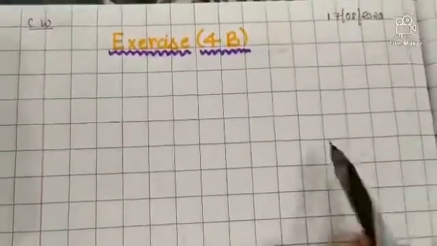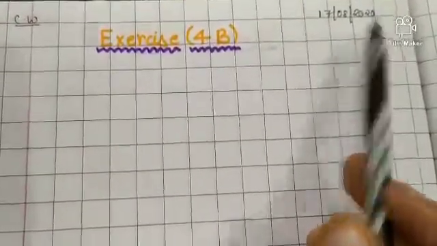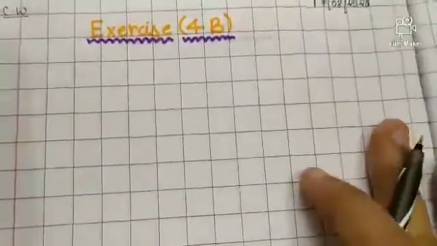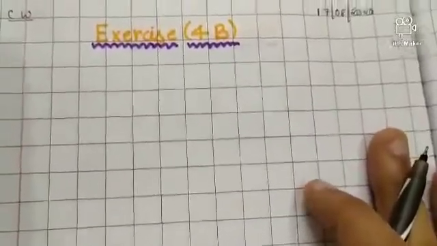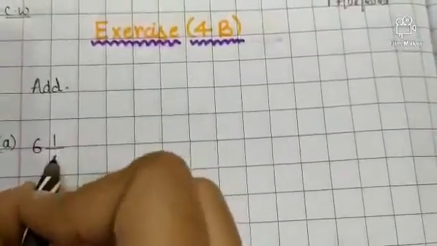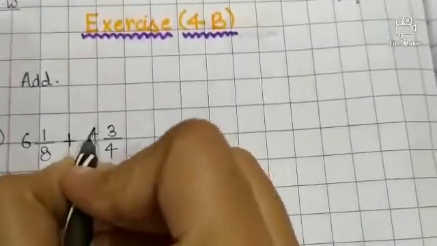Take out your maths notebook and put today's date, which is 17th of August 2020. Then write down exercise 4B. Today we'll do second question from exercise 4B. Now write down add and note down part A. Part A is 6 1 by 8 plus 4 3 by 4. Note it down.